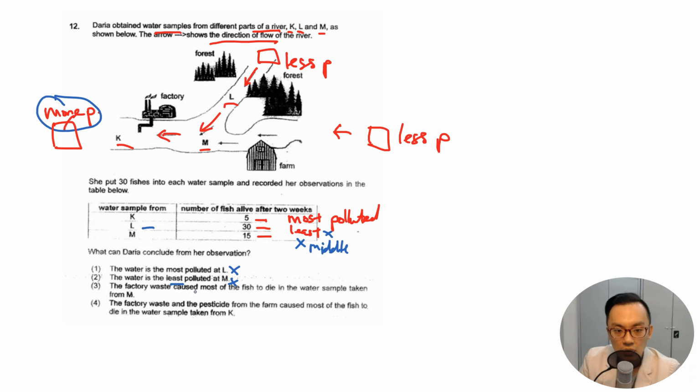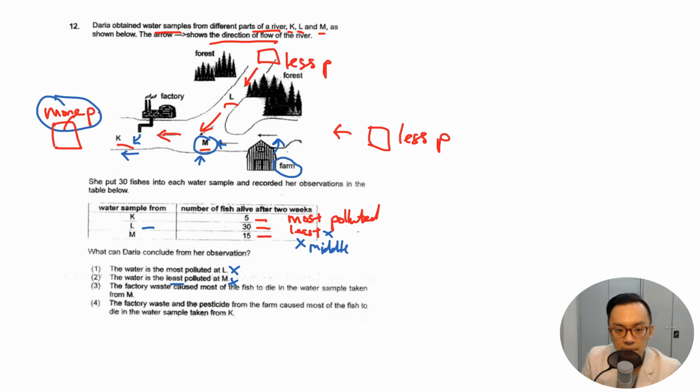The factory waste caused most of the fish to die in the water sample taken from M. If you take the water sample from here, the factory waste comes out here and it will flow in this direction. Therefore, it will not be the factory waste that kills the fishes at M. You need to find something upstream of M to find what killed the fishes. So probably it is the farm that comes out with all the pesticides and whatnot, right? That will kill the fishes at M.